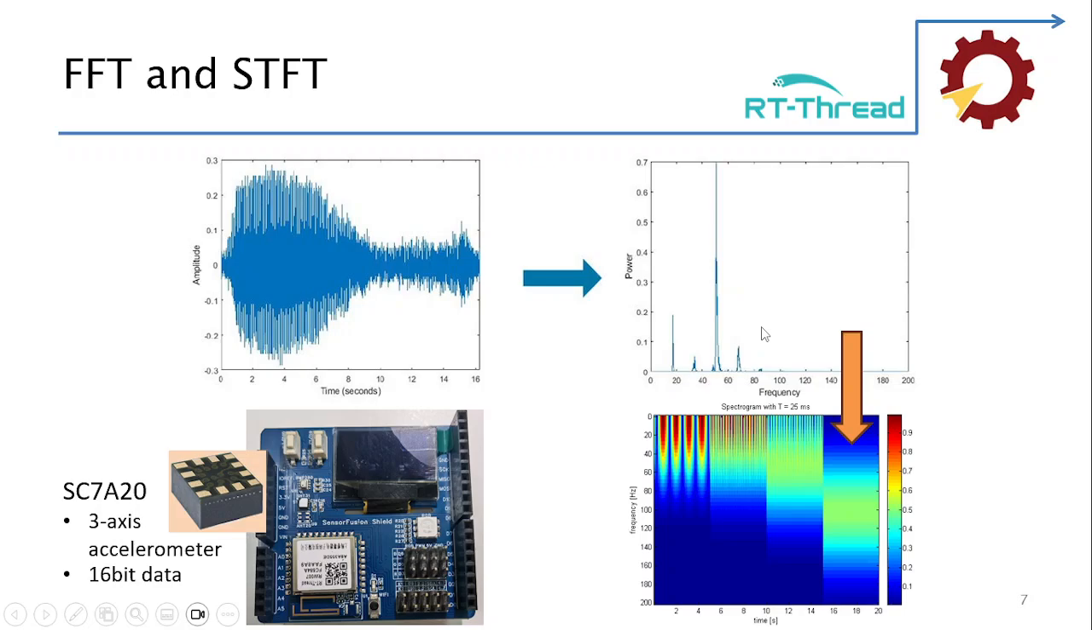In the case that you would like to have not just a single point in time, you need to do it continuously. It becomes the short-time Fourier transform, and this one will be really useful in many applications, such as speech processing.